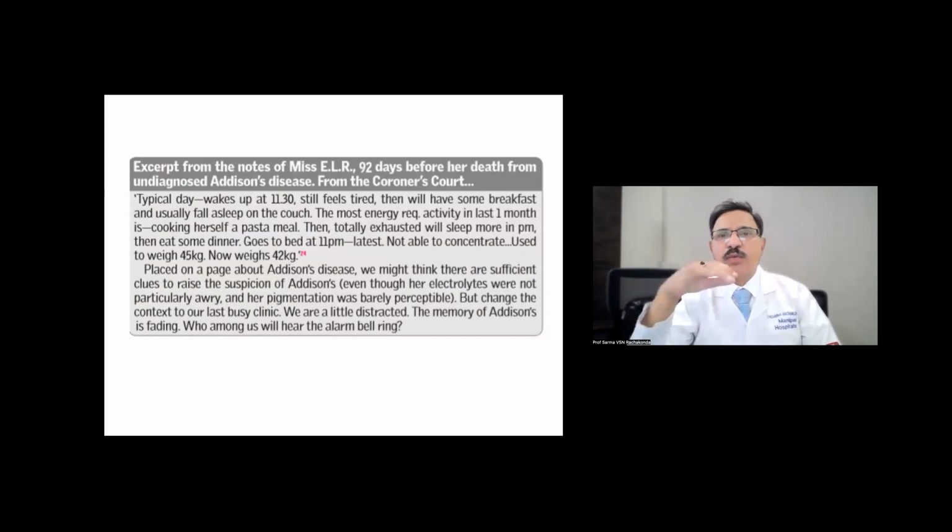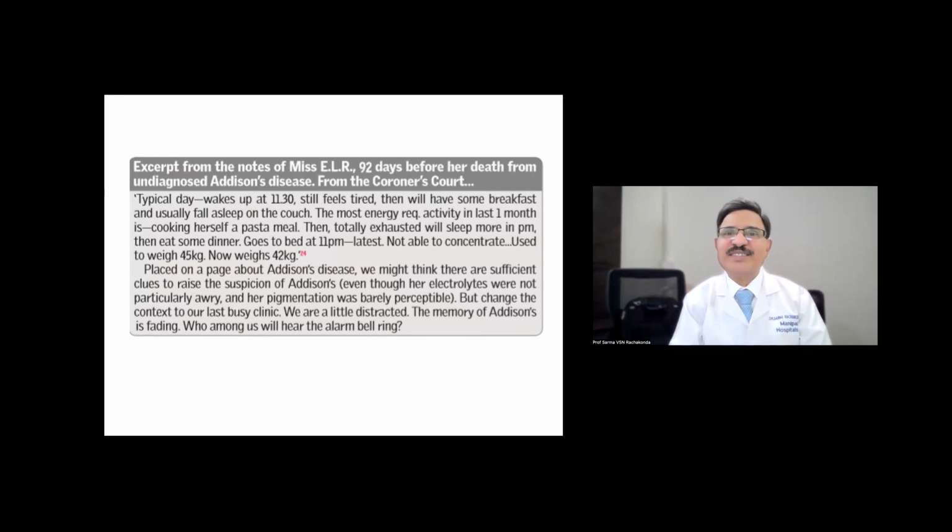So this is a note from one of the textbooks. This says how a woman with undiagnosed Addison's disease is described. We read it out. Typical day: wakes up at 11:30, and still feels tired. Then she will have some breakfast and usually fall asleep on the couch. Couch means not on the bed; the sofa itself she sleeps.